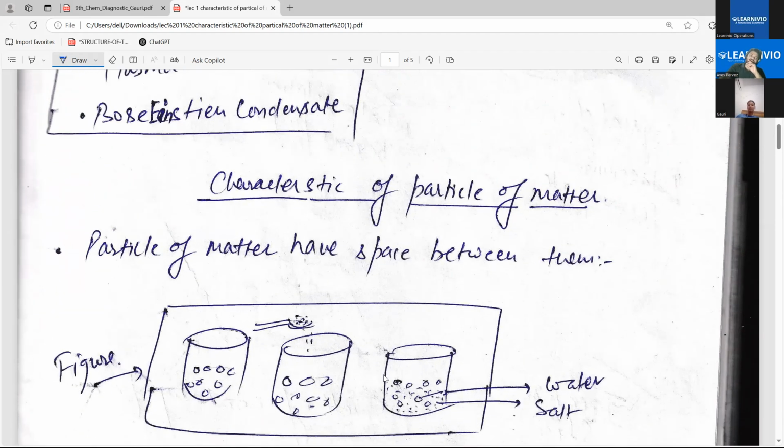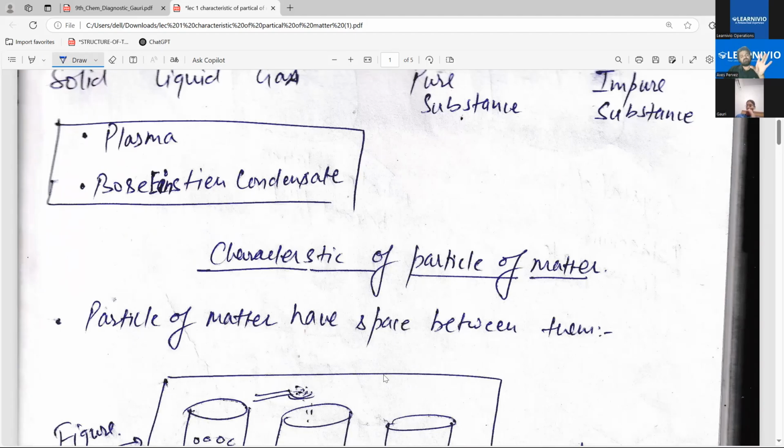There are two other states of matter: plasma and Bose-Einstein condensate. We are not going to study them in this chapter, they will be studied in higher classes. But just for the sake of knowledge, we will write that plasma and Bose-Einstein condensate are states of matter. Please note it down.